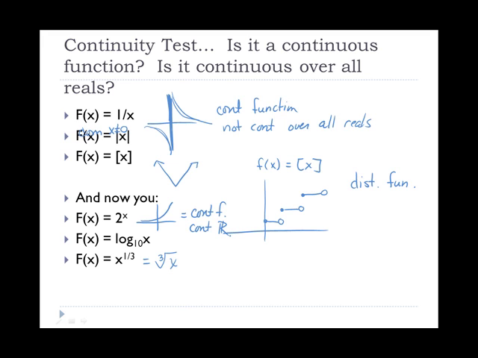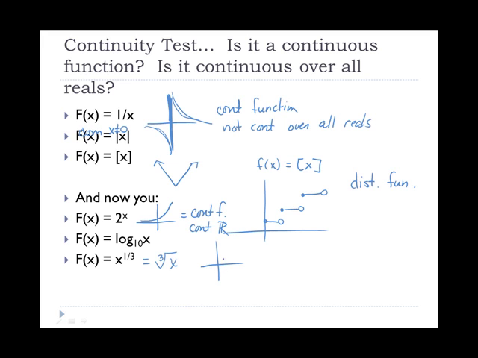Alright, take a look at the next one. This is a log function. Hopefully you remember that logs and exponentials are inverses of each other. And by the way, if you're not sure how to use your graphing calculator, there are some tips and tutorials on the Blackboard page for how to use your graphing calculator. I encourage you to go to those tutorials.